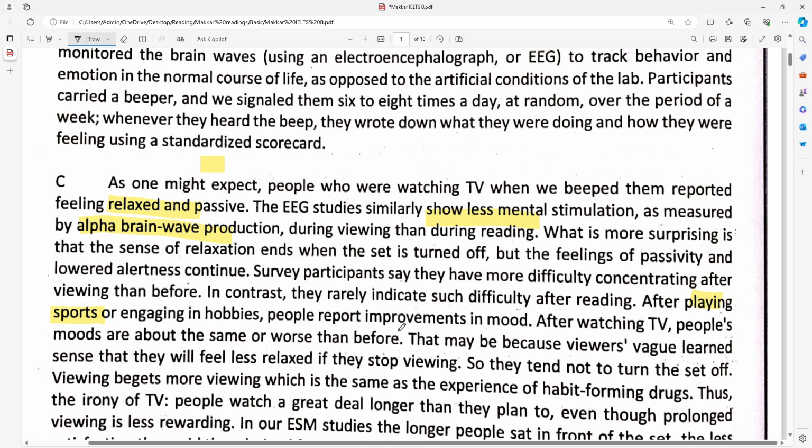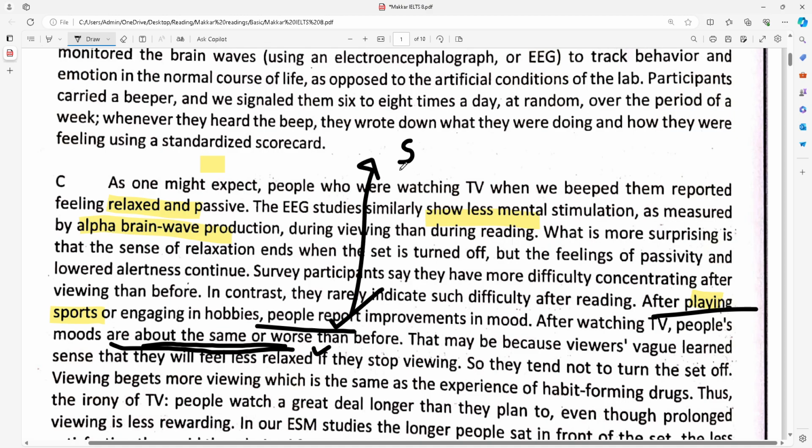Let's see. After playing sports or engaging in hobbies, people report improvements in mood. After watching, people's moods are about the same or worse than before. That means after playing sports, people's mood improves. On the other hand, after watching TV, people's moods remain the same or worse. So let's move on.